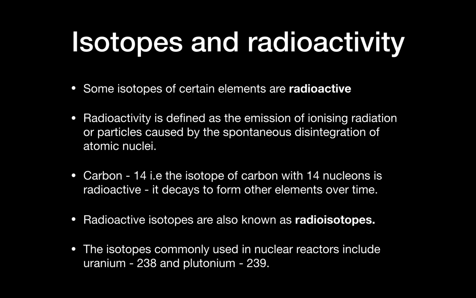For example, carbon-14, the isotope of carbon with 14 nucleons, is radioactive. It decays over time to form other elements. These isotopes that are radioactive in nature are also known as radioisotopes. And do note, not all isotopes are radioactive. Only a selected few of them are radioactive and are known as radioisotopes. The isotopes commonly used in nuclear reactors, for example, include uranium-238 and plutonium-239.